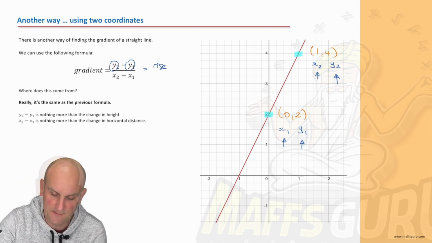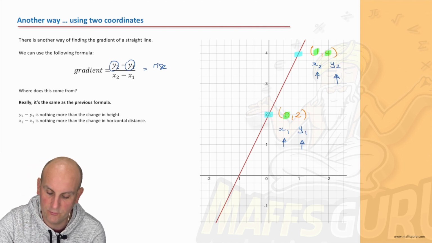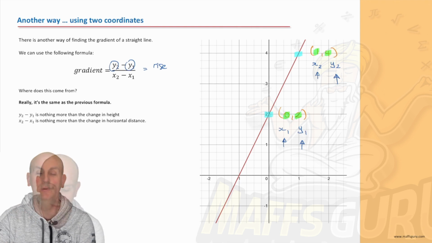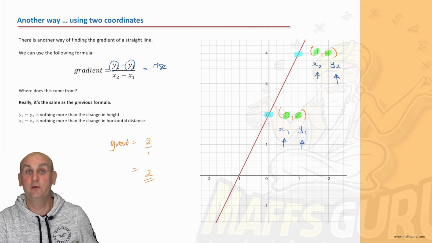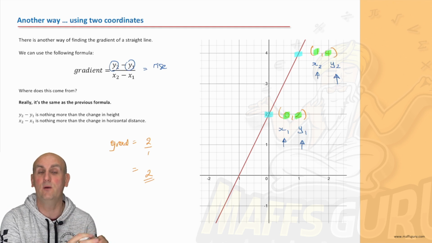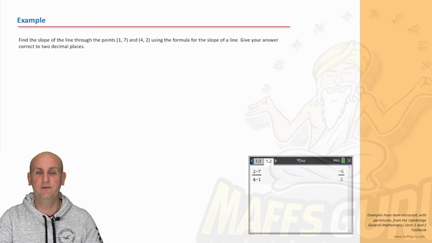So let's just check that. What's the difference between 1 and 0? 1. And what's the difference between 4 and 2? It was 2. And if you remember from the previous example, gradient was 2 divided by 1, which was 2, which is exactly what we got. So sometimes we don't even have to have the graph now. If they give us the coordinates, we can do this straight away.